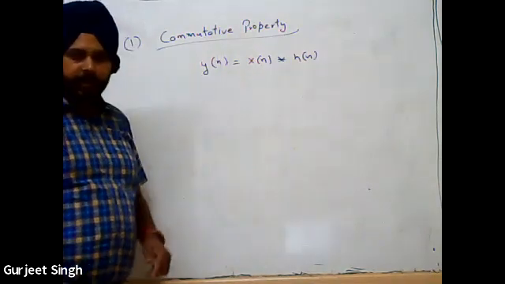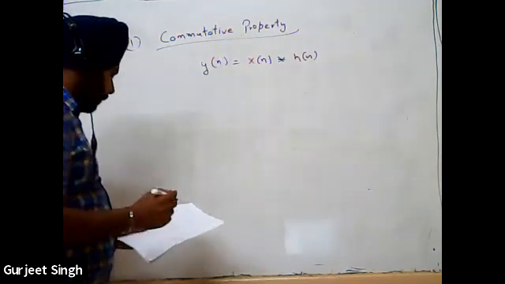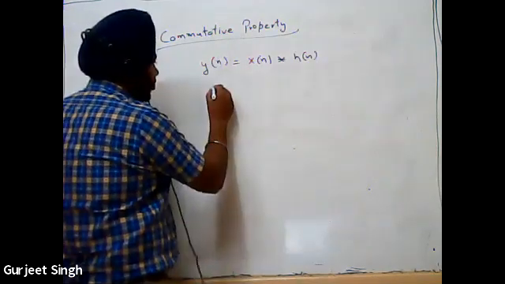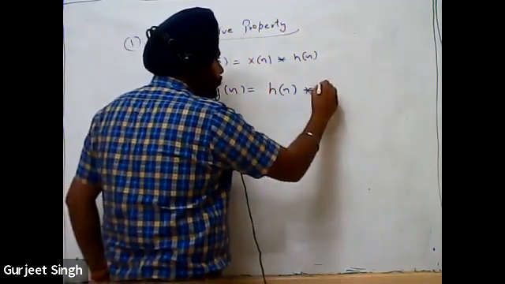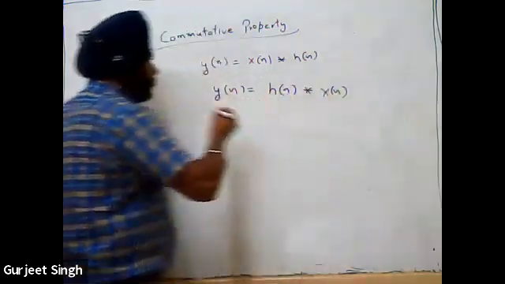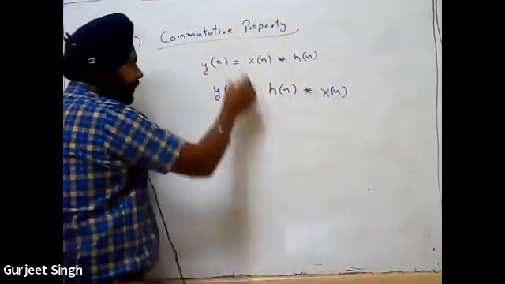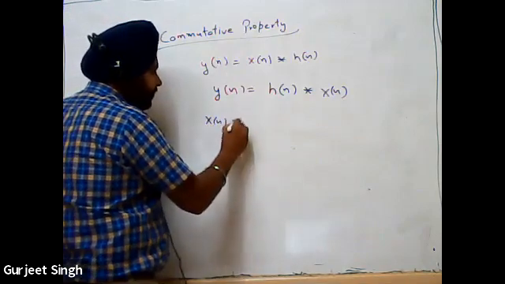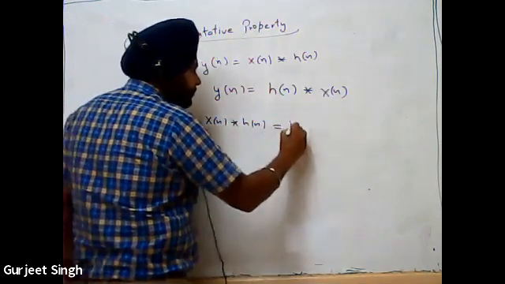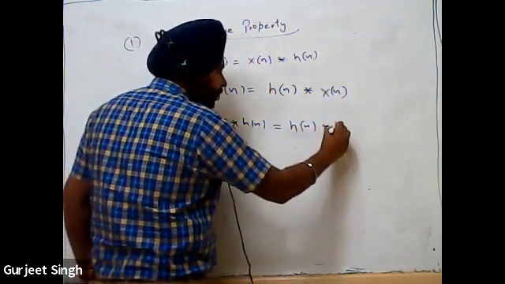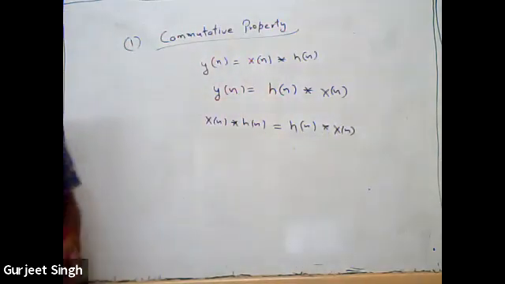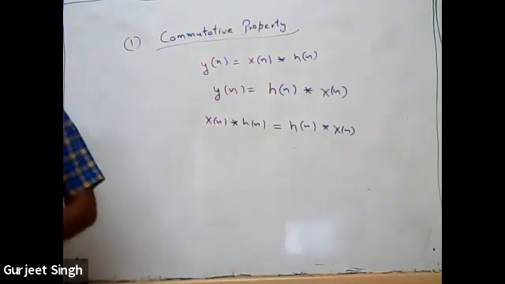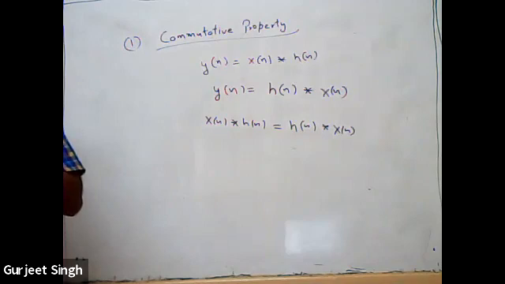then according to the commutative property, y[n] is equal to h[n] convolution x[n]. Means according to the commutative property these two are equal: x[n] convolution h[n] is equal to h[n] convolution x[n].